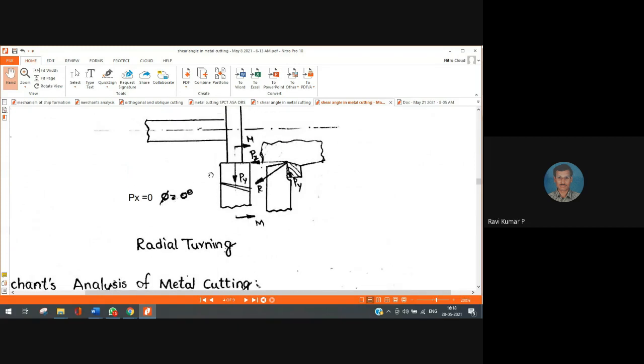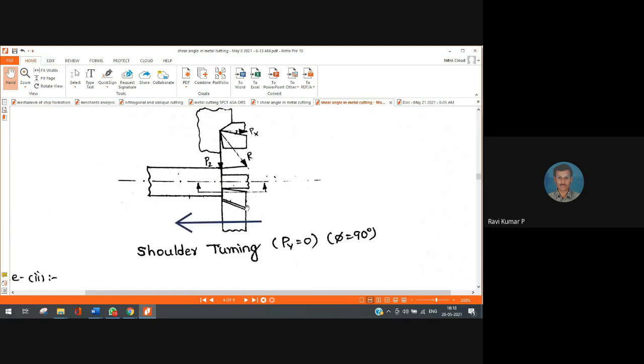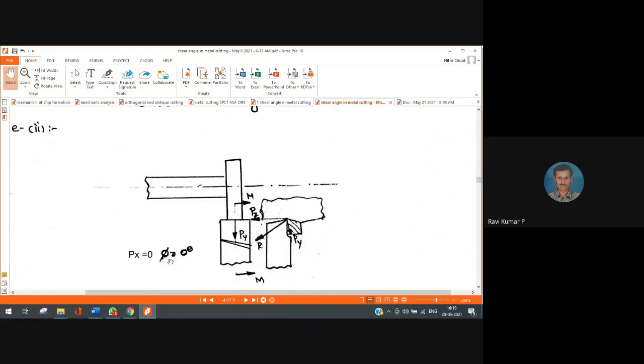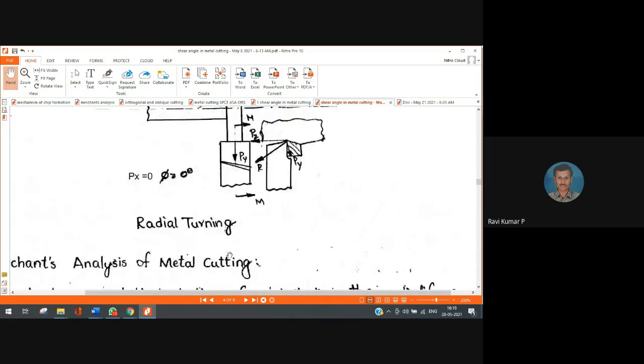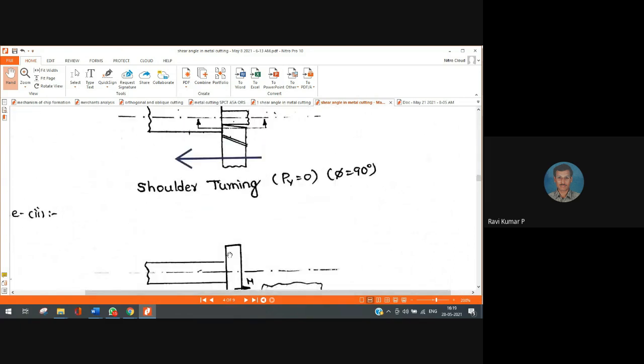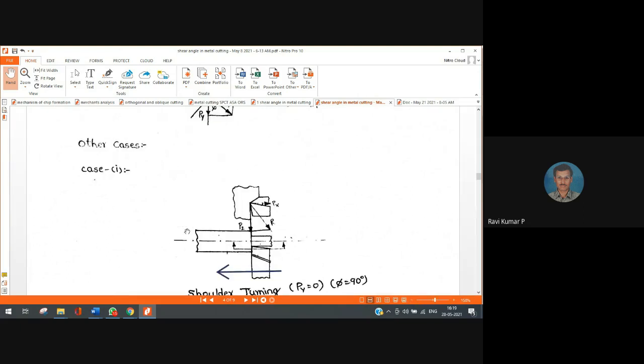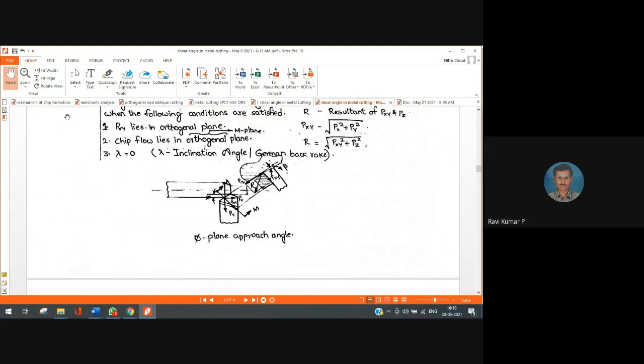In this case, phi is equal to 0 degrees, and Px, the feed force, is equal to 0, right? So in both these cases, straightforwardly, only one force is present out of Px and Py: either Px is 0 or Py is 0. In this case, Py is 0 when phi is equal to 90 degrees, or in this case, Px is equal to 0 when phi is equal to 0 degrees, right? Please observe this. This should be a good introduction for cutting forces, how to deal with cutting forces.